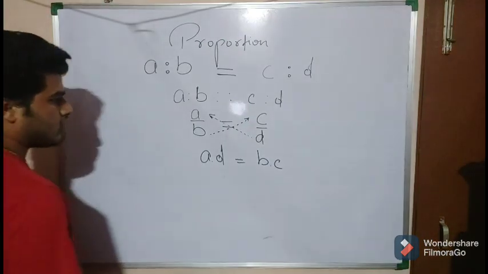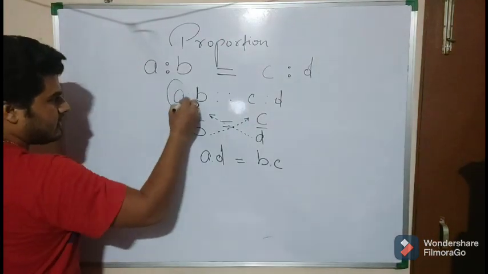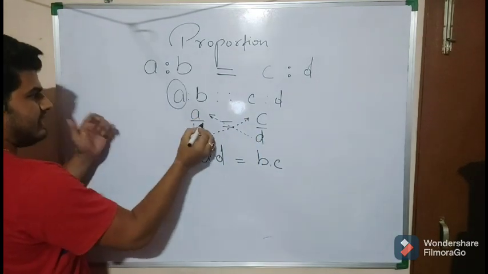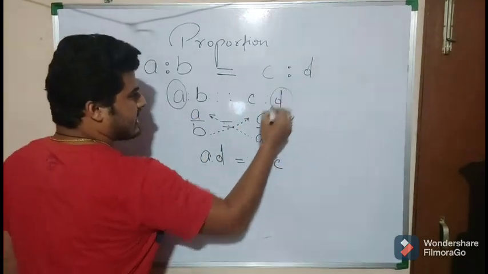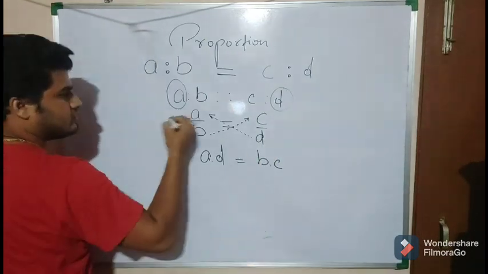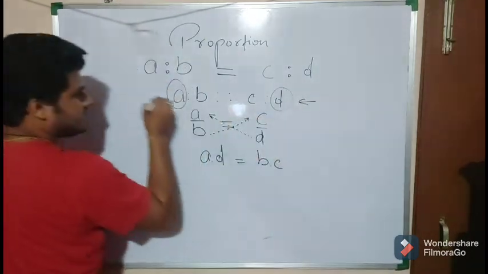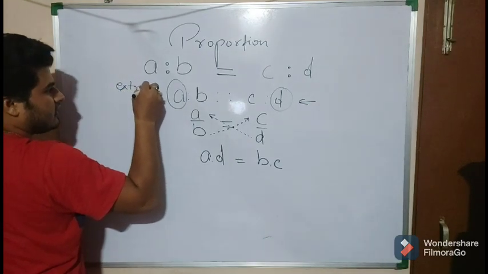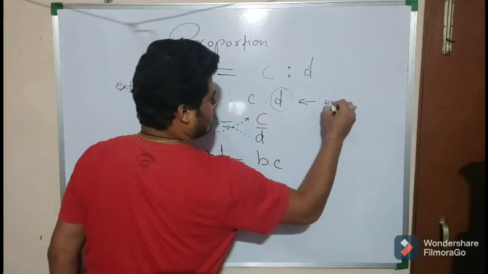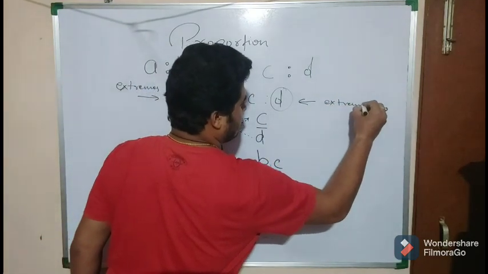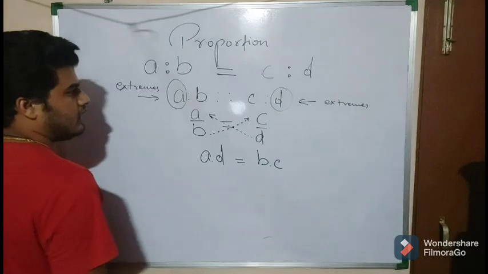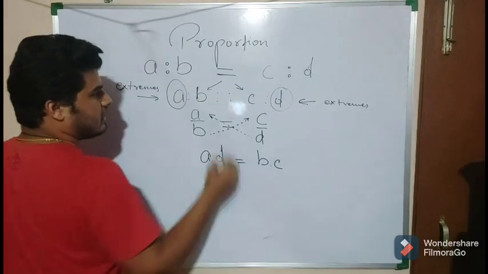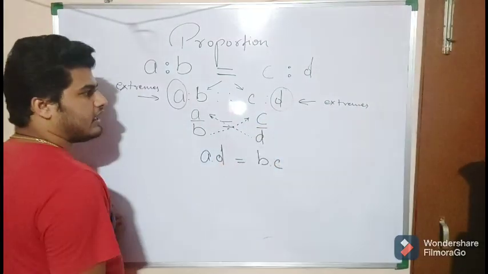Yes. So A is at the most left side and D is at the most right side. So these two are called as extremes. है ना, सबसे किनारे पे. And B and C are in between A and D.